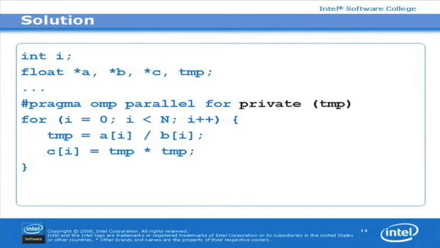Fortunately, OpenMP has a solution. The solution is to make temp a private variable so that each thread has its own copy of the temp variable. And then when the iterations are divided amongst the threads, each thread will have its own copy of temp that it can be used to compute with. Thus, we've eliminated the dependence on the variable temp.